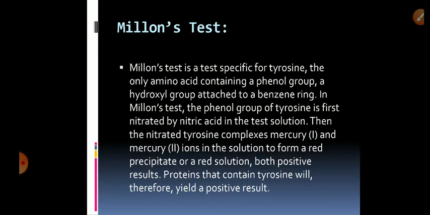The next test is Millon's test. Millon's test is a specific test for tyrosine, the only amino acid which contains a phenolic OH group attached to a benzene ring. So Millon's test is given positive by proteins that contain the amino acid tyrosine. In Millon's test, the phenol group of tyrosine is first nitrated by nitric acid, and then it reacts with mercury to form a red colored complex, or a red colored precipitate is obtained.